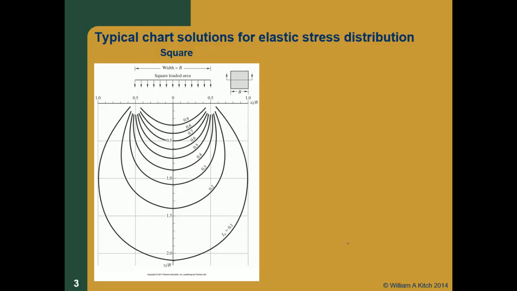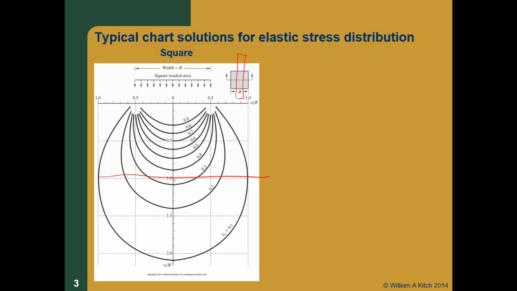So we've all done this, right? We're doing a settlement calculation, or we want to know the stresses on a pipe underneath a square footing. So we pull out one of these charts like this, and we say, I've got this pipe that's going to run right through the middle of this footing, and it's going to be 1B below the footing. Well, that means it's going to run right along this line right there. What are the stresses going to be?